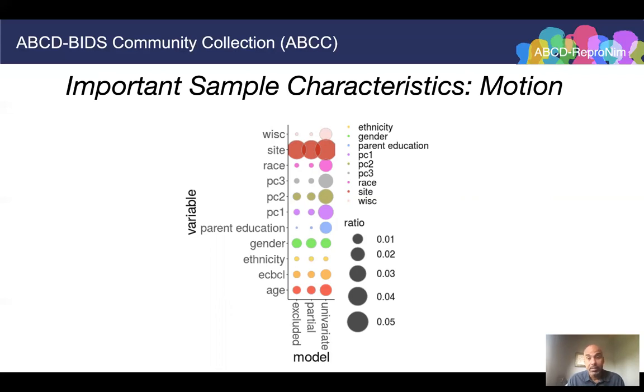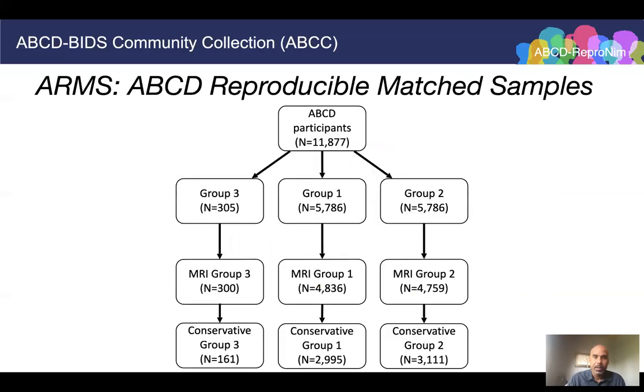Parent education, gender, ethnicity, age, all these things affect motion. So it's really important that we're thinking about this when running any type of analyses. Because there's lots of motion, that also means that once you're correcting for motion artifacts, particularly in the BOLD data, the samples get reduced quite a bit.